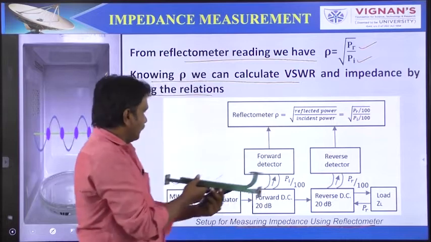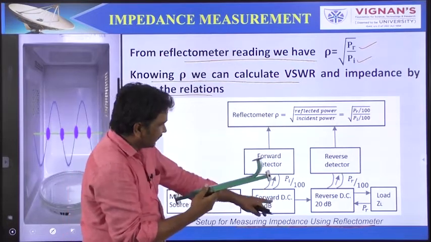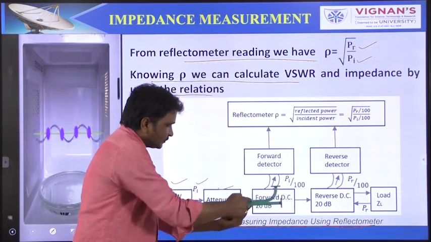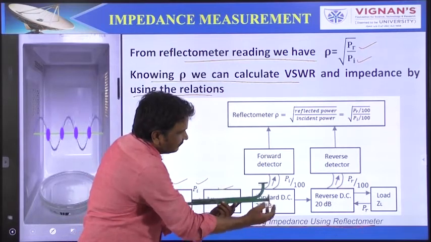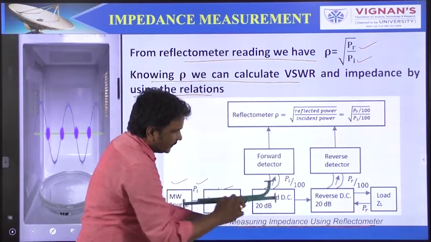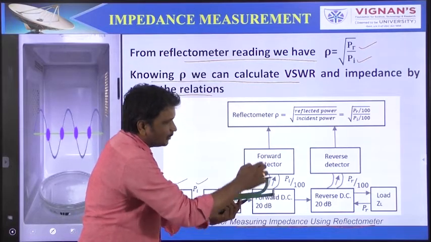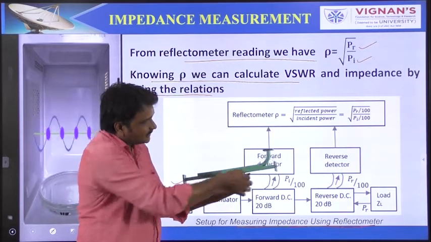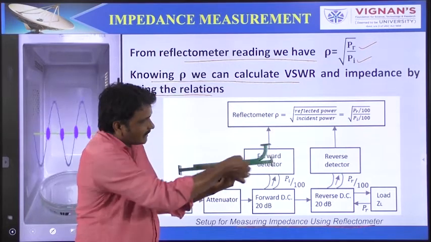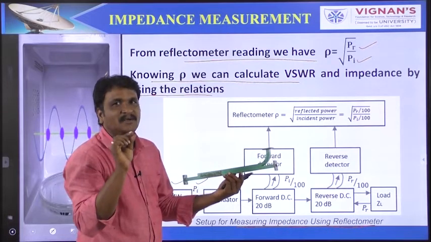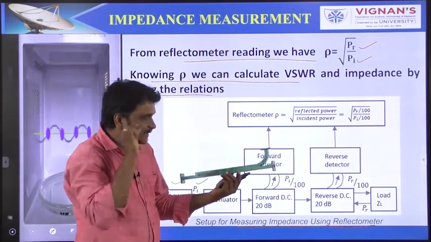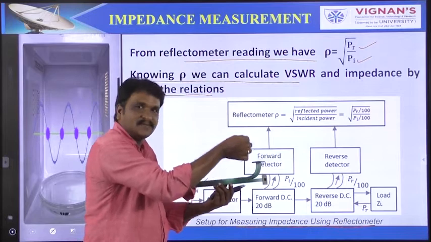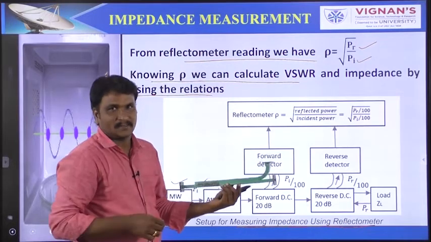Okay, if we assume this forward directional coupler in this manner, if we apply some input to this port, maximum power will come out of this port, and a small amount of leakage power comes out of this port. Why? Because this is a combination of two rectangular waveguides separated by a common wall. That common wall consists of small tiny holes. Through those tiny holes, some amount of power is leaked. That leakage power comes out of this port. That power is the coupled power.